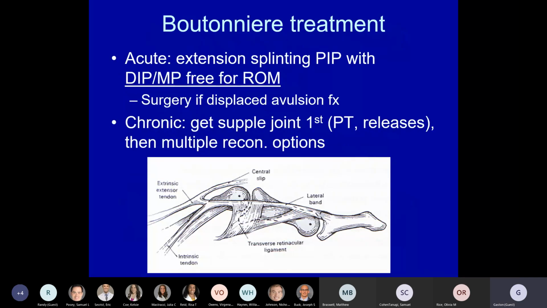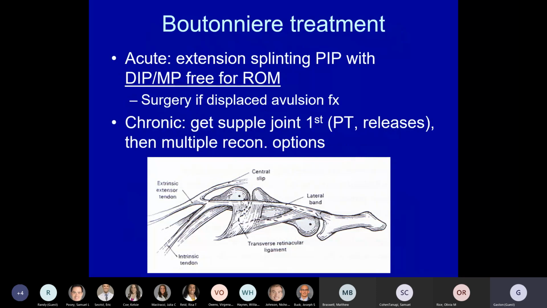Treatment, again, splint that joint in extension, but leave the MP and DIPs free. If they gave you an avulsion fracture where you saw this big central slip avulsion on the OITE, I would fix it. If they gave you a chronic boutonniere, the answer is not that. It was stiff. First, you'd have to get it supple with either therapy or releases or something, and then do a reconstruction.